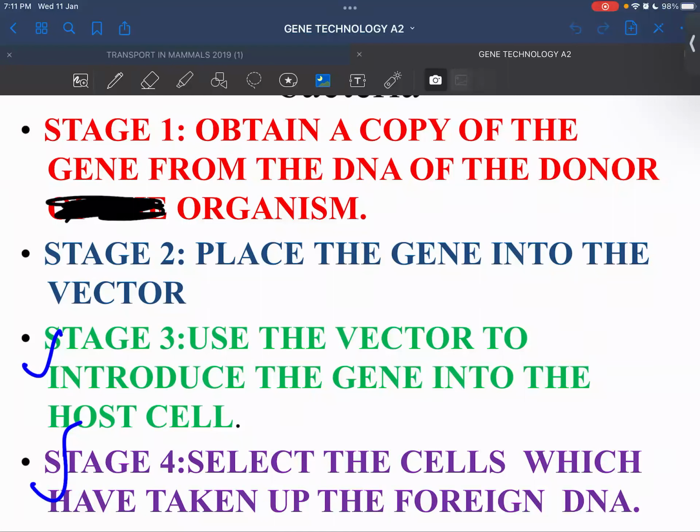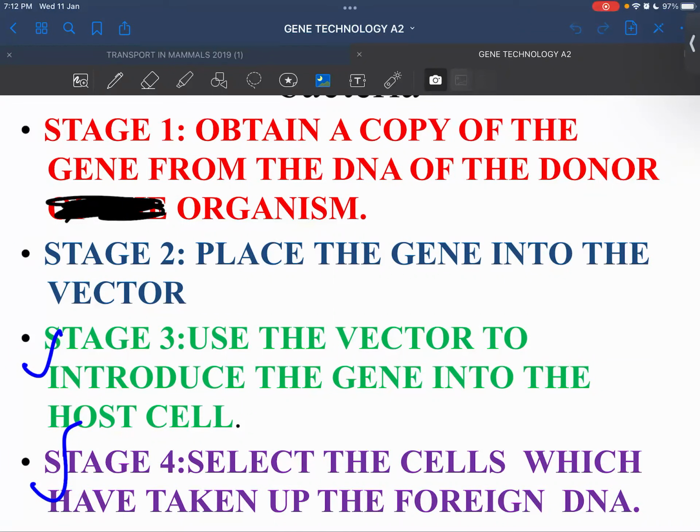To understand stage 2, we had to understand a lot. We needed to understand DNA polymerase, restriction enzymes, and then DNA ligase. And then we had to understand plasmids, how we will cut it and how we will join it, all of that. Now let's do the 2 steps which are using the vector to introduce the gene into the host cell.